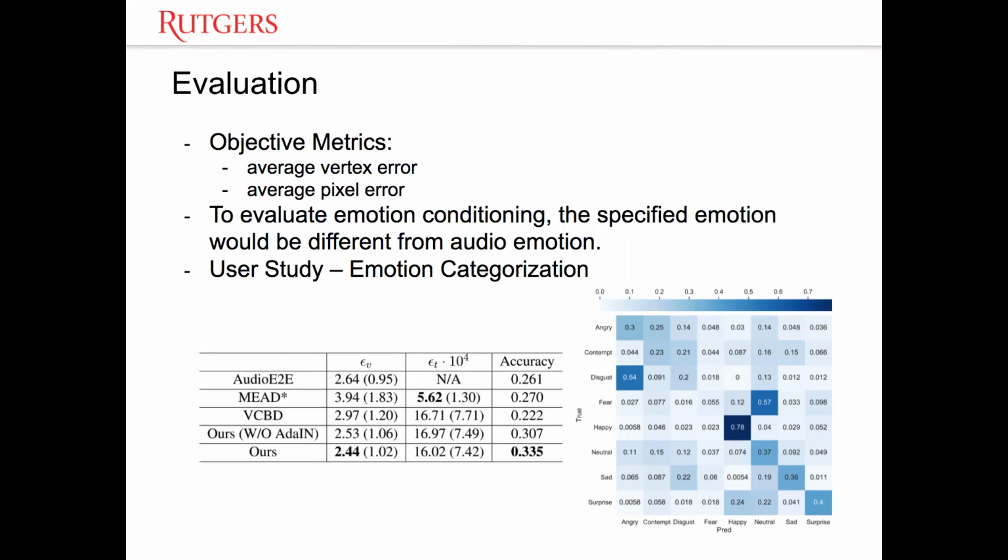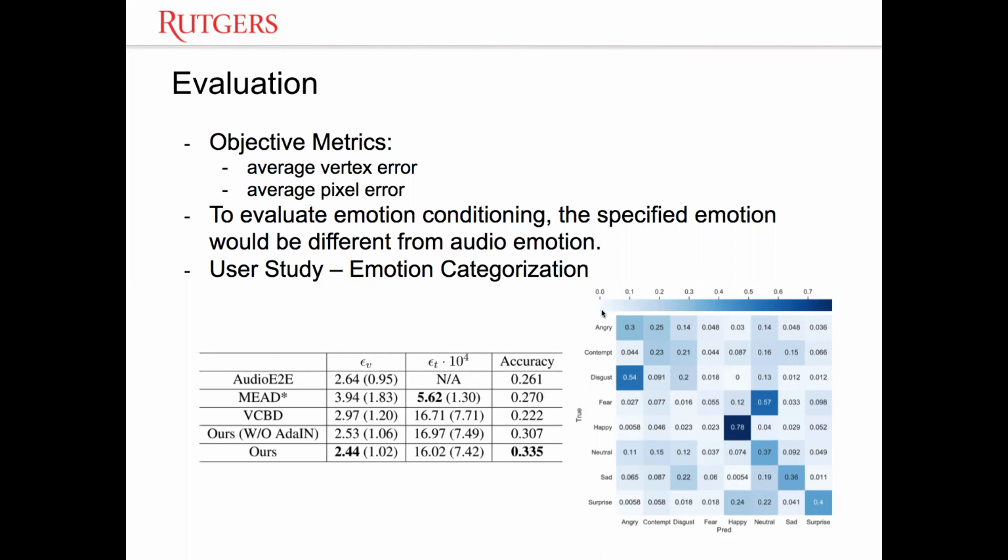And it turns out that our result kind of beat most of the previous works in terms of the emotion conditioning. But in terms of texture error, MEAD-star is an image-based approach with reconstruction. It has the best quality, but it cannot do emotion conditioning.